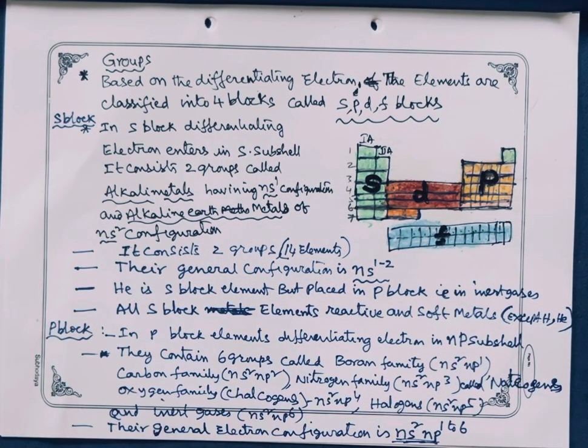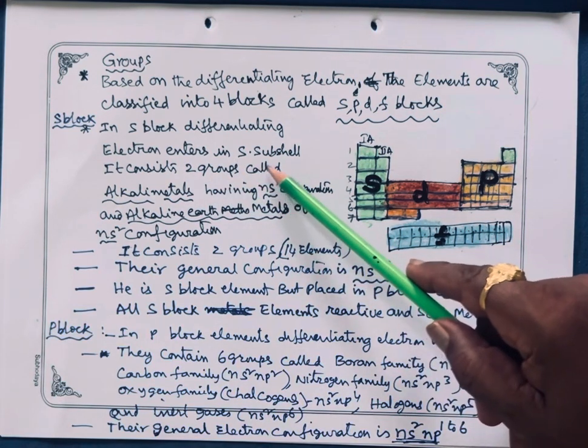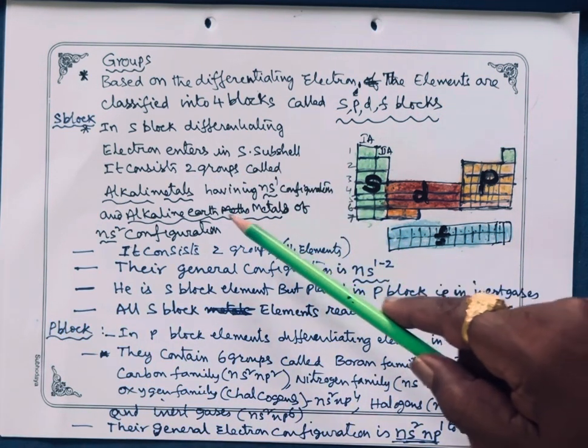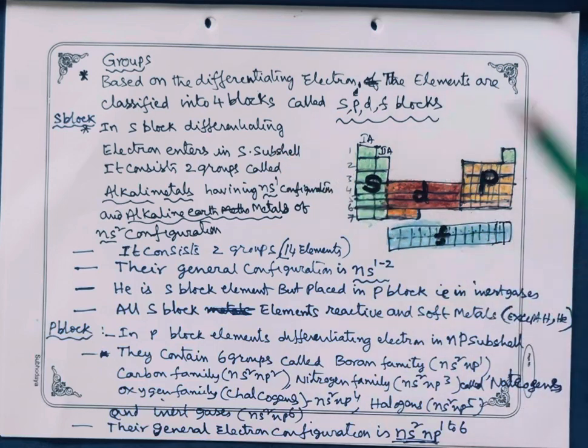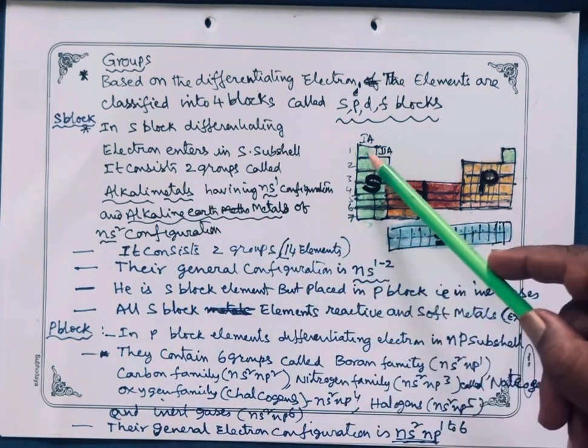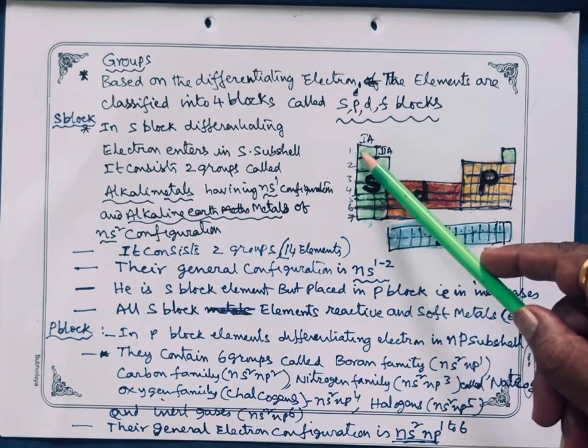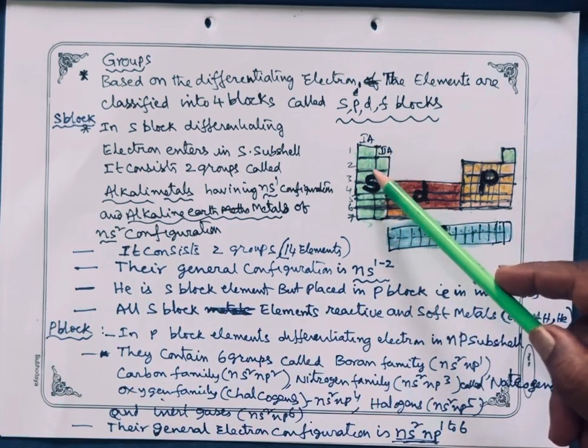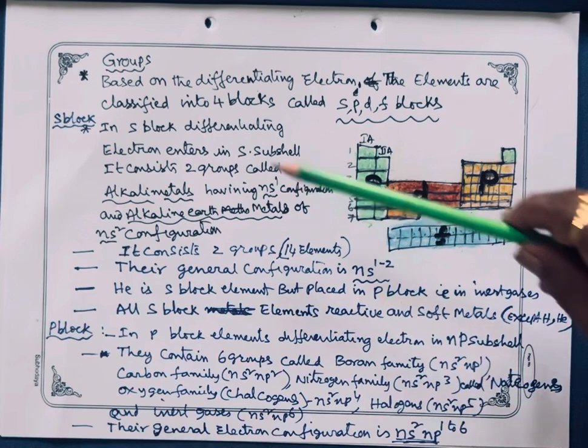In this classification of the s block, the differentiating electron enters the s subshell. As the s subshell consists of two electrons, it consists of two groups, 1 and 2: 1s1, 1s2, 2s1, 2s2. Only two groups will be there in the s block.